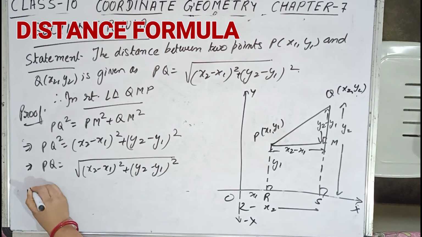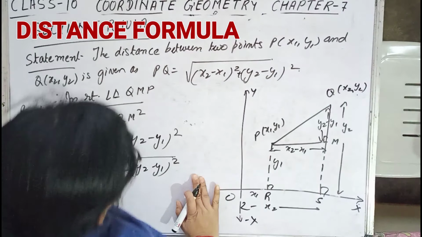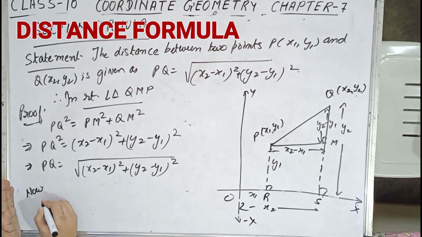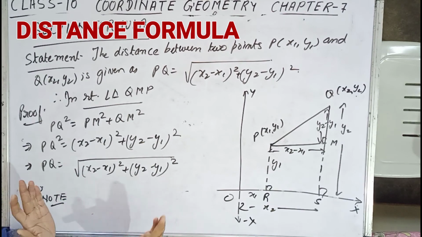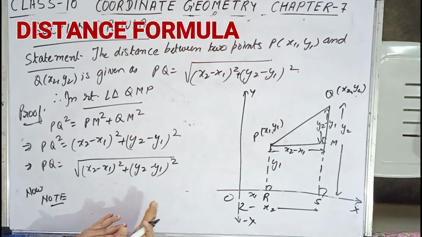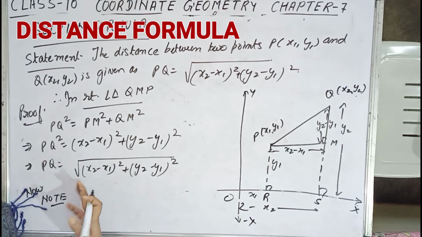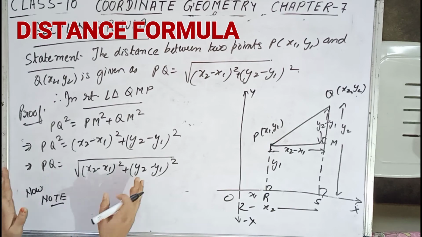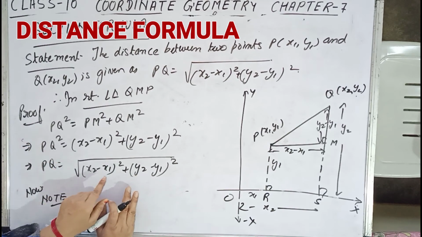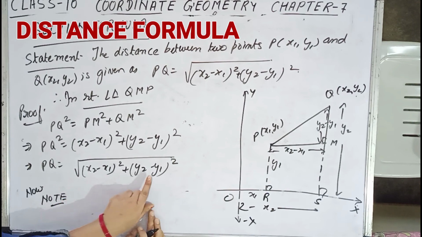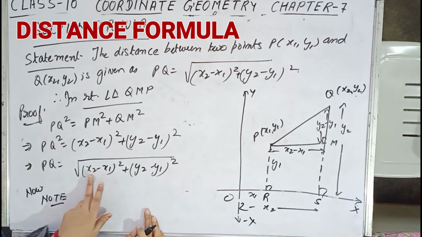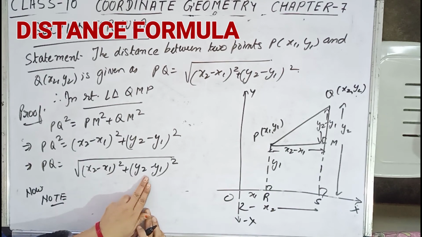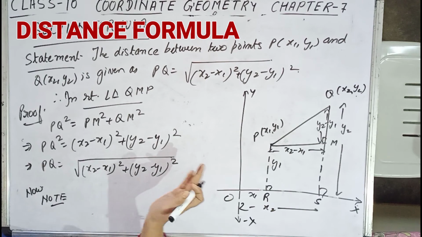Now over here children, I missed one note you can keep in mind: if I write x1 minus x2 and y1 minus y2, then also, whether I write x2 minus x1 or x1 minus x2, whole square will be giving the same value. So we can write the distance formula as under root of difference of the x coordinate whole square plus difference of the y coordinate whole square. But take care, if you are writing x1 minus x2, here also you will be writing y1 minus y2. That is, the order should not be changed.